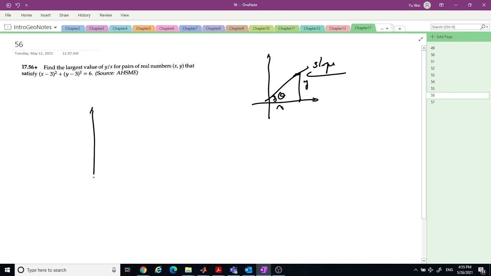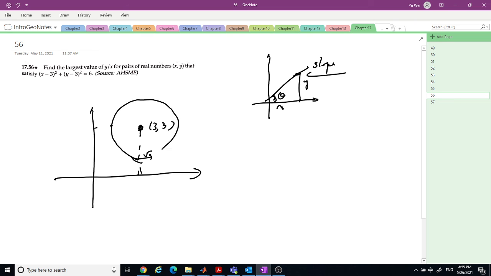Okay, so we have a circle here. The center is 3, 3, and the radius is root 6. Since 3 is root 9, root 6 is less than that. So now you can see we have a circle that does not touch the x and y axes, right? So we want to see what's the smallest tangent theta and what's the biggest one. The smallest tangent is here and the largest tangent is here, right?